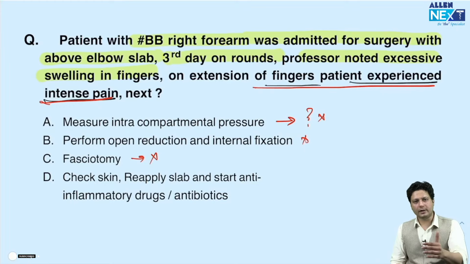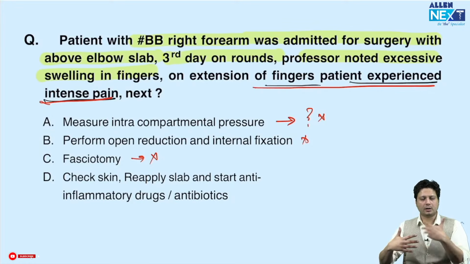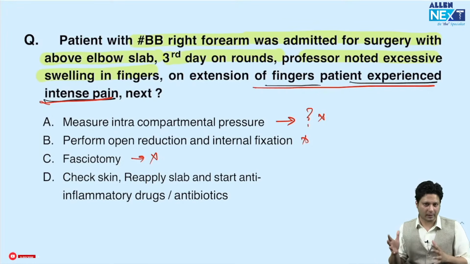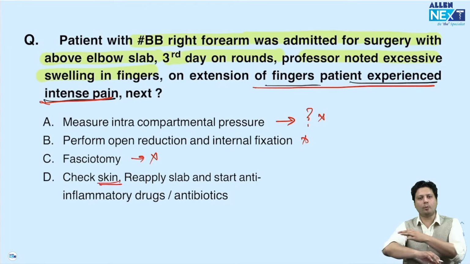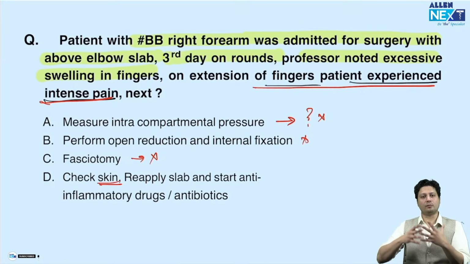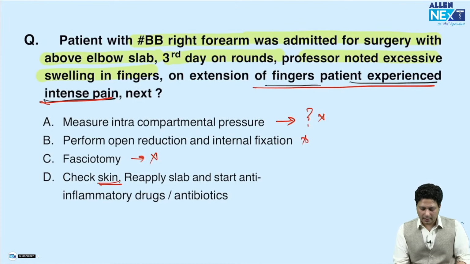All right. So hopefully you have understood that fasciotomy in late stages of compartment syndrome, or the late development of compartment syndrome, is not going to help too much. So what next you are left with? Check the skin. Obviously you have to open the slab first of all. Check for the skin lesions, because there could be a presence of blebs. Those blebs, if they are there, have to be managed. All right. Reapply the slab.